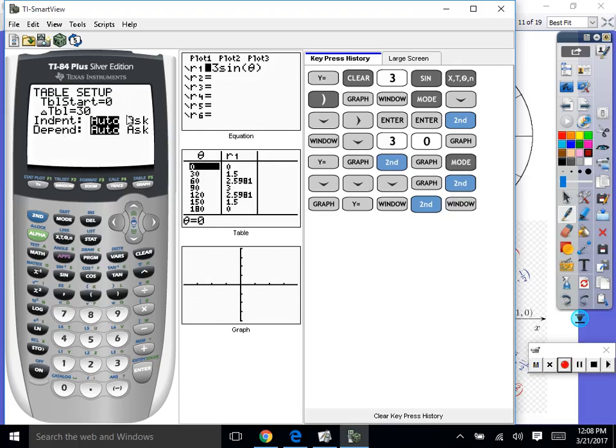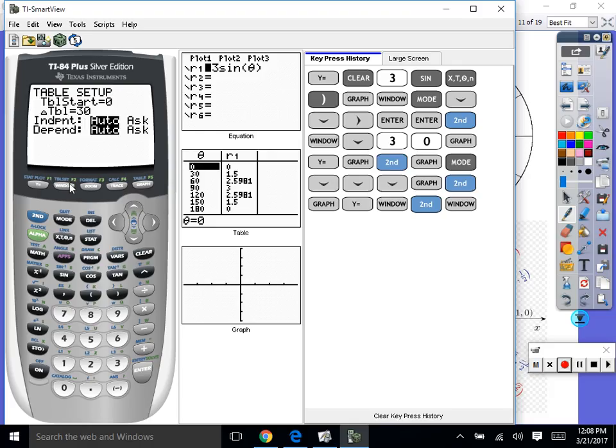And notice I wanted to see mine in degrees. And I wanted to get my intervals to be in 30 degrees, just because that's kind of what we've been doing around the unit circle. So my start point is at 0 degrees, and then table set is at 30 degrees. That just means it's going to work in increments of 30.